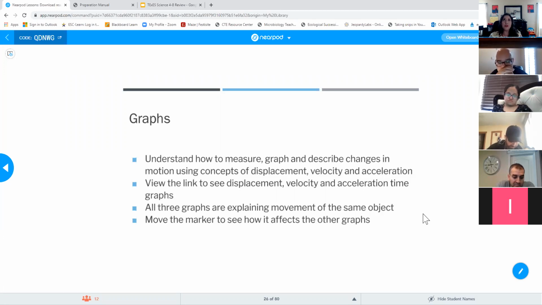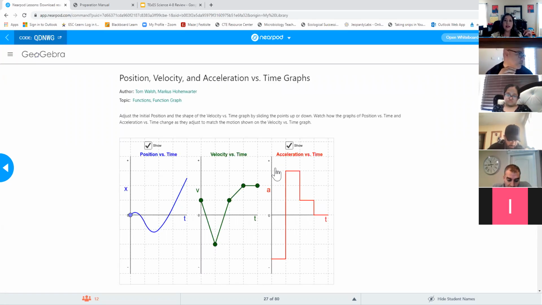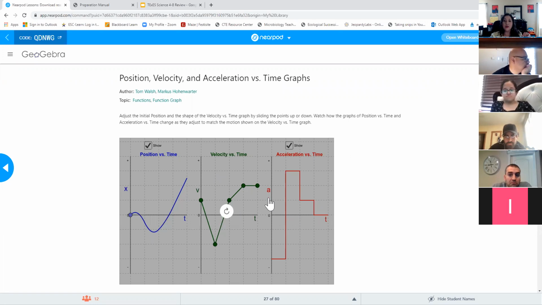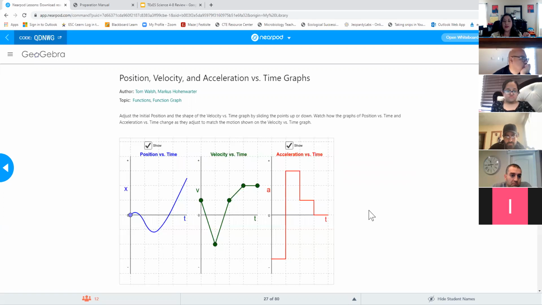On the next page, there's a link where you can actually see the 3 graphs of displacement, velocity, and acceleration. It allows you to move it so you can see how they all affect each other. If you want to, go ahead and click on the link, and it'll take you to this page and you'll see the 3 graphs. On the 3 graphs, you'll be able to move where the point is, and you'll see how it affects all the other graphs. I think this is a good way to get a better understanding of how all of these graphs are related. All of these 3 graphs are talking about the same object doing the same motion. It's just showing you how they look different in terms of all the graphs.